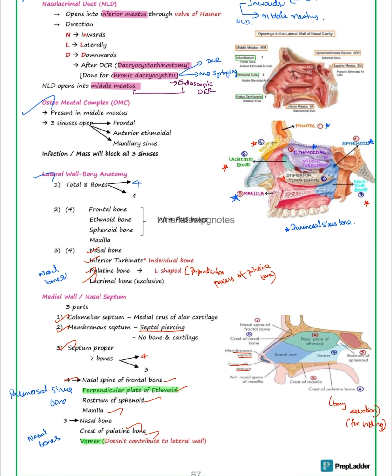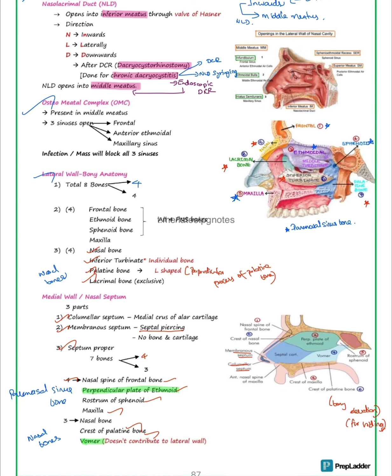Then when we come to know about the anatomy of the lateral wall and nasal septum, this lateral wall is made up of 8 bones. So it is 4 sinus bones and 4 non-sinus bones. The sinus bones include the frontal bone. You can see this is the frontal bone, giving a part to the lateral wall. Then the ethmoid bone, you can see here the ethmoid bone giving a part as the middle turbinate. Then the sphenoid bone, you can see the part of the sphenoid bone here. Then the maxilla.